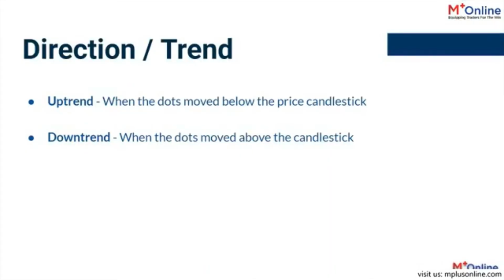So we start with the direction or the trend first. Very simple. To determine whether it is an uptrend or downtrend, you just look at the dots. If the dots are below the price candlesticks, it is an uptrend. If the dots are above the candlesticks, then it is a downtrend. As simple as that. You just need to remember that.